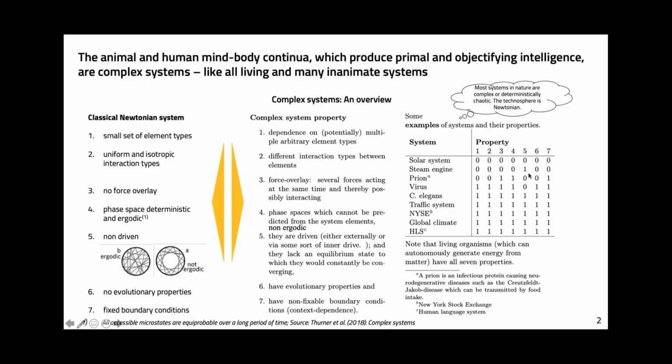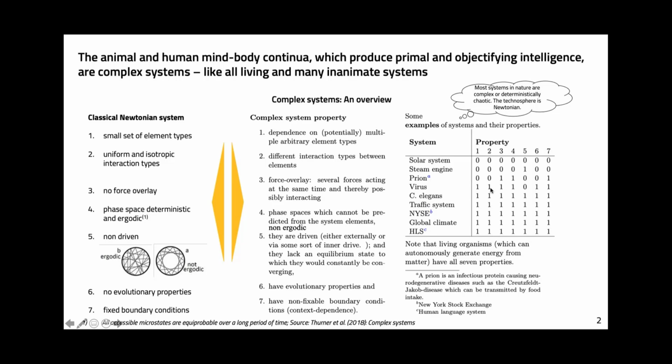And this property, if it's the only driven property, you can abstract from it for many predictions you want to make about the behavior. Prion is a protein that can infect the brain and cause damage in the brain. You have heard of Creutzfeldt-Jakob disease, and you may also have heard of bovine spongiform encephalopathy, which is also a prion disease. And it has only 2 complex system properties, namely force overlay and non-ergodic phase space. And it also has non-fixed boundary conditions, but it lacks all the others.